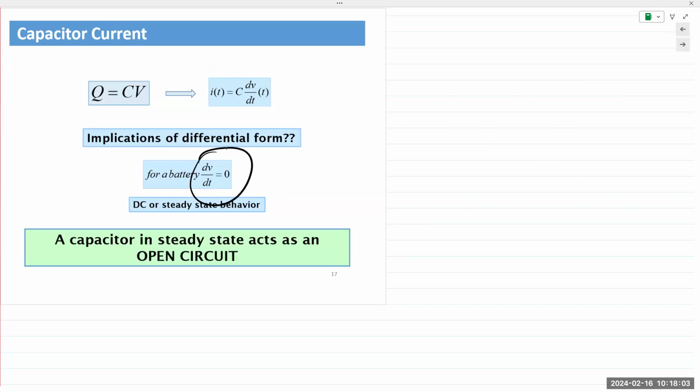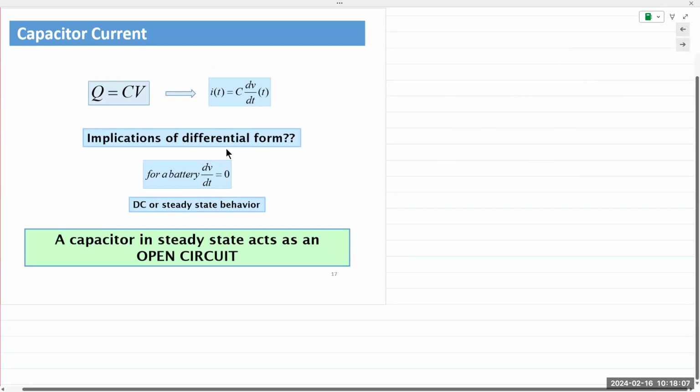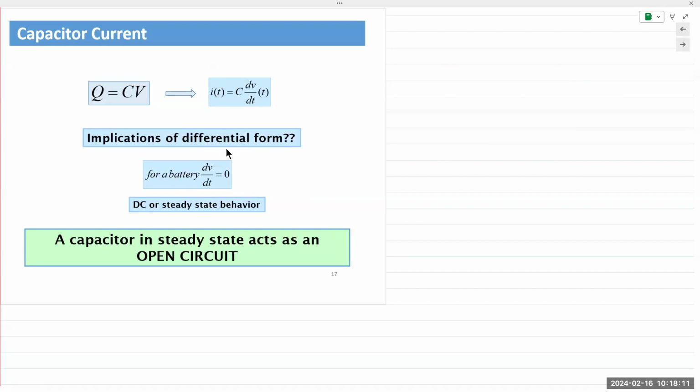Right? If V is constant, dV over dt is zero. And so I, for a constant applied voltage, meaning DC, would be equal to zero. So for a steady state, a capacitor acts like an open circuit. The inductor at steady state behaves like a short circuit. Remember, if current is constant, voltage across the inductor goes to zero. Di over dt would be zero for a constant value of the current.